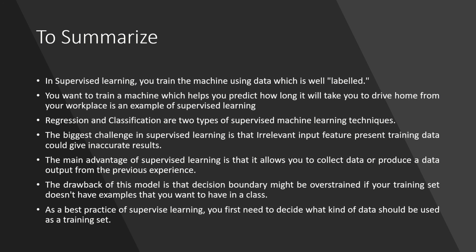The biggest drawback of this model is that the decision boundary might be overstrained if your training set doesn't have examples that you want to have in a class. This is based on our fundamental assumption of machine learning: the sample should be a representative of the population. If you have a very good sample which represents all the classes, then it is easier for you to get a quality output. If not, your training set with poor classes will result in poor quality output for the new data that comes in. As a best practice of supervised learning, you first need to decide what kind of data should be used as a training set.